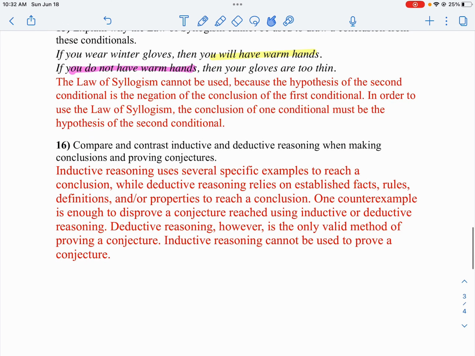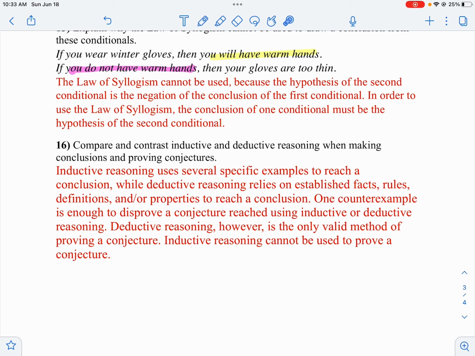And on number 16, you should have something about inductive reasoning uses several examples. So in other words, inductive reasoning is a pattern. Deductive reasoning, go back to our seminar, is established on facts, rules, definitions, or properties to reach a conclusion. One counterexample is enough to disprove a conjecture, using inductive or deductive. Deductive is the only one valid for proving a conjecture. So inductive reasoning cannot be used to prove a conjecture.